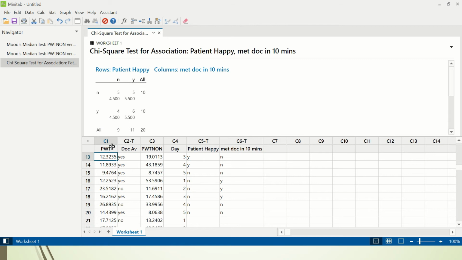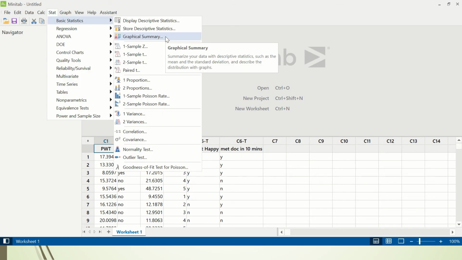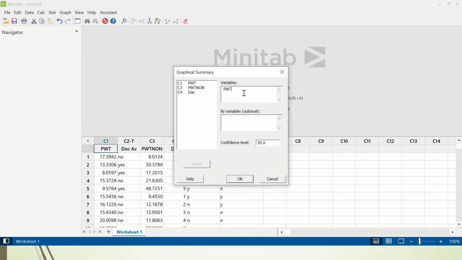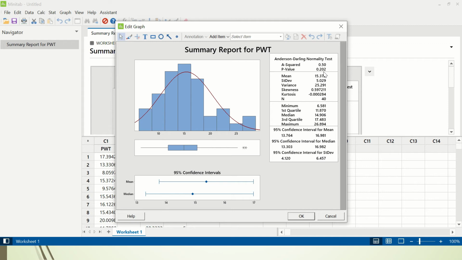I am continuing with my previous example of patient wait time. So in column C1, I have patient wait time. We first check whether the data is normally distributed or non-normally distributed. So we will go to Stat, Basic Statistics, Graphical Summary. And under variables, we will enter patient wait time and click OK. A p-value of greater than 0.05 suggests that data is normally distributed.